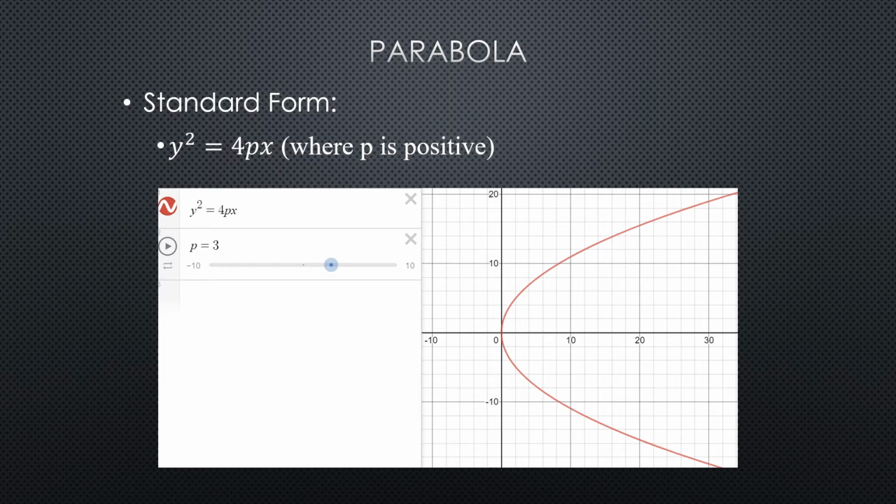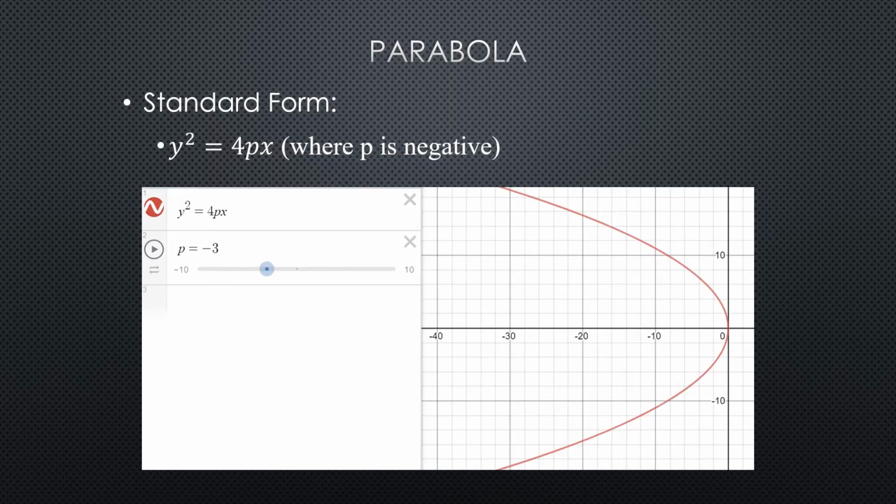And we observe here where we've got y squared equals 4px, where p is positive. We get a parabola that is opening towards positive x. And here again, we've got y squared equals 4px, where p is negative. We can see the parabola is opening to the negative x.